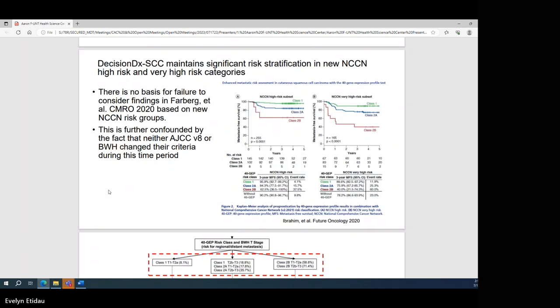So in addition to consistent clinical utility evidence around this minor shift in the NCCN guidelines, there is also consistency in the clinical validity. Here, Ibrahim, 2021, there is additional clinical validity analysis that confirm the maintenance of risk stratification and the independence of the 40 GEP risk prediction within both the NCCN high risk and very high risk subsets. And really, to summarize these last several slides, there is no basis for failure to completely consider the clinical utility findings of the paper, Farberg et al., based simply on this minor shift in the NCCN risk groups. So during the time period while this test was under review, by the way, neither AJCC or Brigham and Women's had changed their risk stratification, and the consistency of the validation data across the cohorts confirms the consistent clinical utility. Next slide, please.